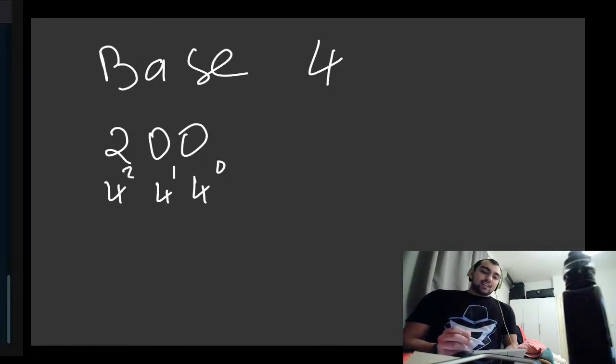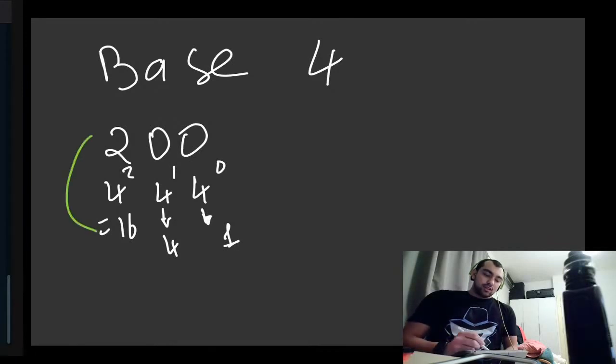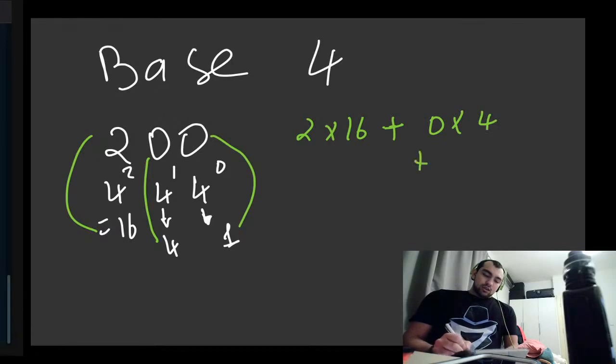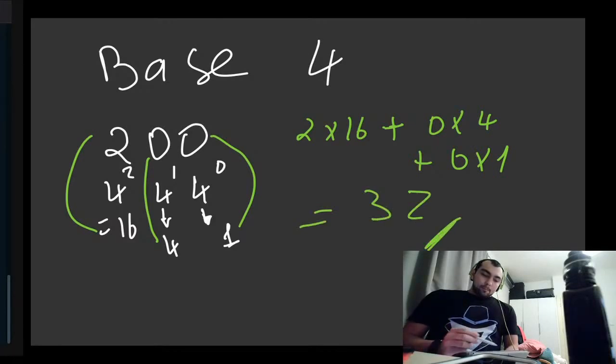So instead of calling it the ones, the tens, the hundreds, technically you should call it the ones, the 4s, the 16s, right? Because these are the results of these numbers. So now if we do this multiplication and add this together, we're going to get 2 times 16 plus 0 times 4 plus 0 times 1, which is going to be 32. So the number 200 is the representation of 32.